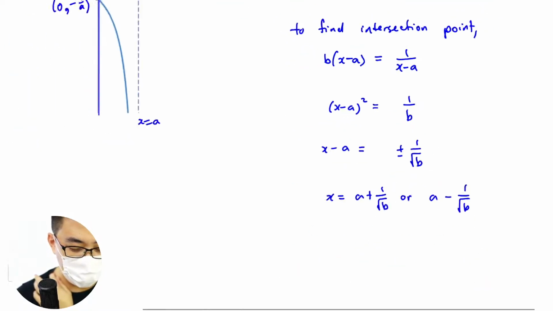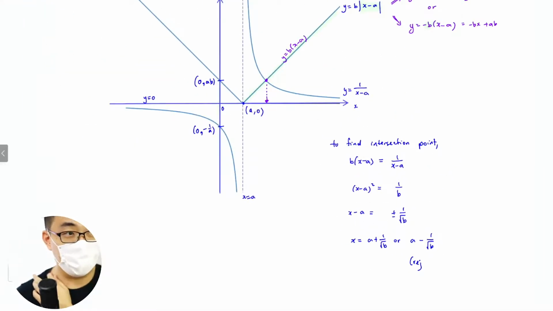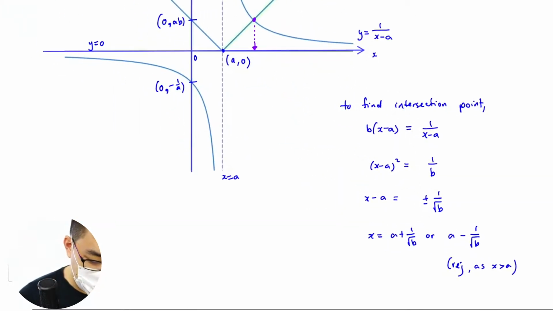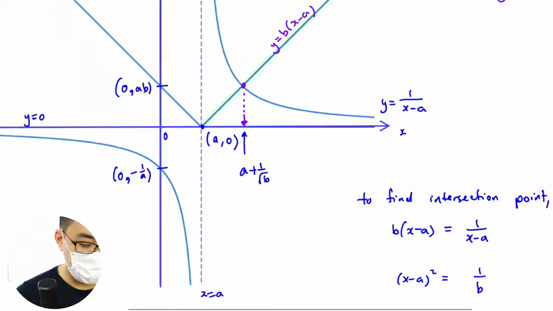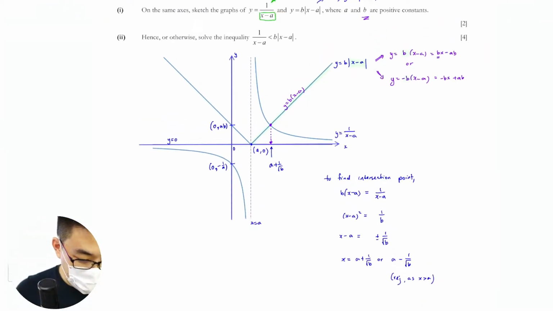So just reject this one because it has to be bigger than a, like we already established, as x has to be bigger than a. So this intersection point here is actually a plus 1 over root b. Not too bad. You need to find that. Then after that, you just want the rational function to be smaller. Rational function being smaller is anything below the modulus graph.